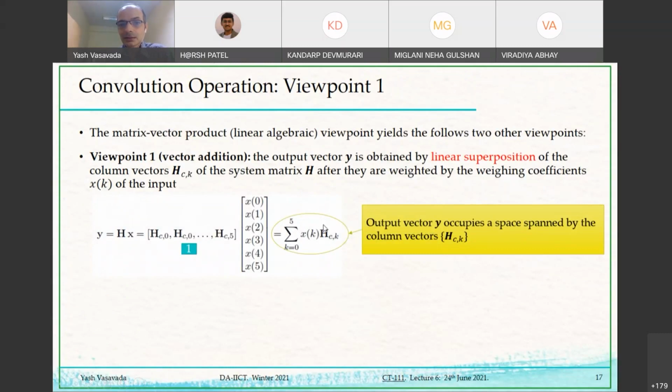In some very specific terminology of linear algebra, what we can say is that the output vector is confined to a space which is spanned by the column vectors of the H matrix. Meaning that the output vector cannot be outside of the space of the columns of H. If columns of H are three-dimensional, output cannot become four-dimensional.